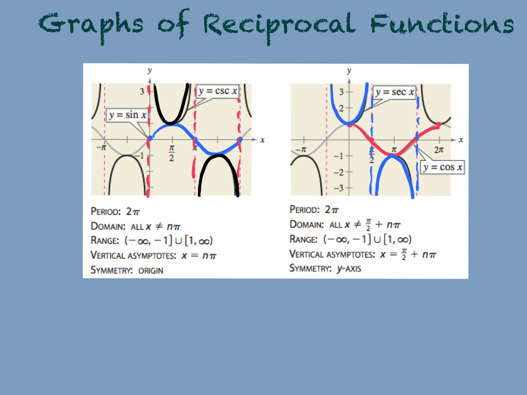Cosecant goes with who? Sine. Sine starts where? At 0. So does cosecant get to cross the y-axis? No. Unless shifted, it doesn't cross. Does everybody see that? Where does cosine start? 1. So does secant get to cross the y-axis? Yes.